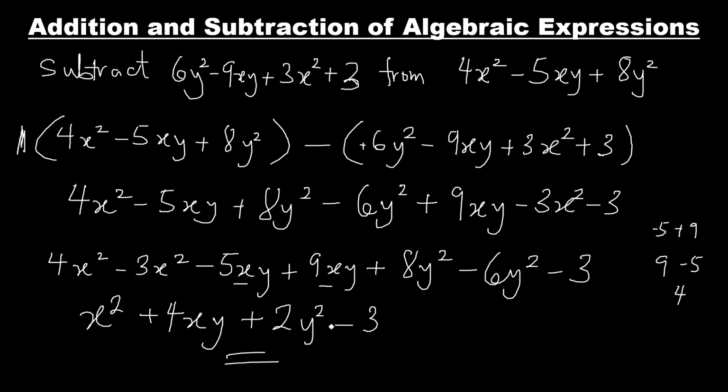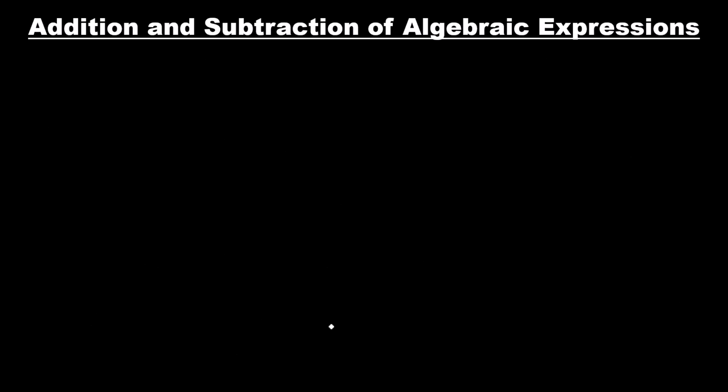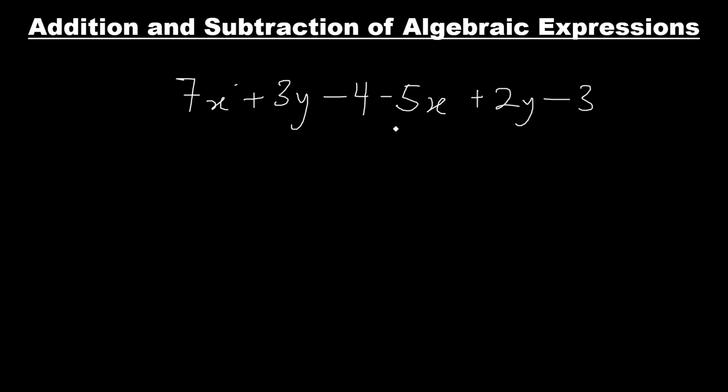Let me just give you this question. You try on your own and you write your answer in the comment section. Here is the question. Good. So simplify this algebraic expression. Simplify it and leave your answer in the comment section. 7x plus 3y minus 4 minus 5x plus 2y minus 3.